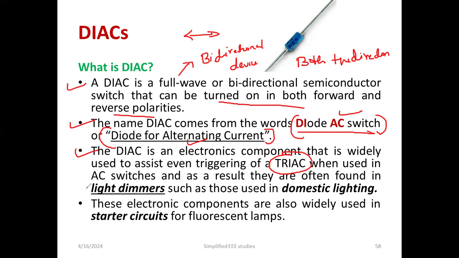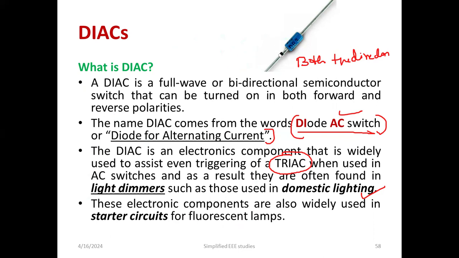Mostly, DIACs are used in light dimmer circuits as well as domestic lighting systems. Many electronic components, especially the starter circuit in a fluorescent lamp, require this particular DIAC. Hope you understood the fundamentals of DIAC, why DIAC is required, and what is the peculiarity of DIAC.